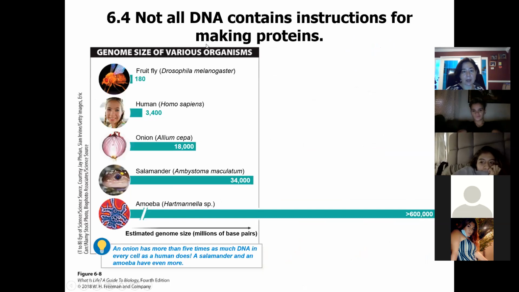Okay, now you can also see that not all DNA contains instructions for proteins. And you see genome size, right? So a fruit fly has, let's say, 180 genes.